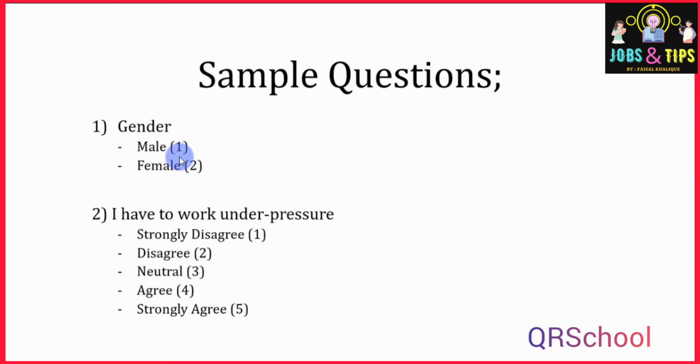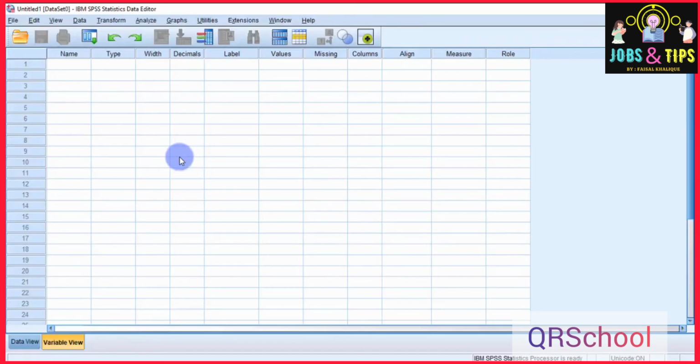We have to codify each qualitative response into some numeric values, because we can only enter the numeric form of data in the data view spreadsheet. SPSS only deals with numeric values. So before entering the variable, we have to codify each qualitative response. So let's start how we can create the variable in SPSS.